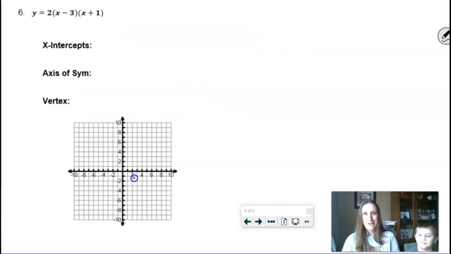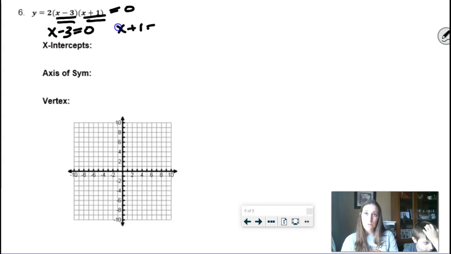All right. Moving along here. Now notice I haven't touched my calculator on that problem. I actually think it's easier not to touch your calculator on intercept problems, but that's just me. So intercepts. The 2 in front is going to be one of these vertical stretches. It's going to stretch it by 2. It's not going to affect your intercepts, though. So if you were to take these factors and set them equal to 0. So again, you've got this x minus 3 equals 0, and you've got this x plus 1 equals 0.